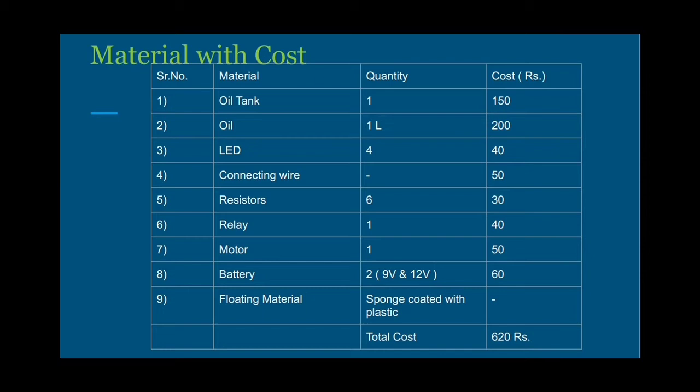Ninth, the floating material. Here in quantity we will be using a sponge coated with plastic whose density is less than that of the oil, so that it will float easily. And the total cost after summing all of this comes to be 620 rupees.